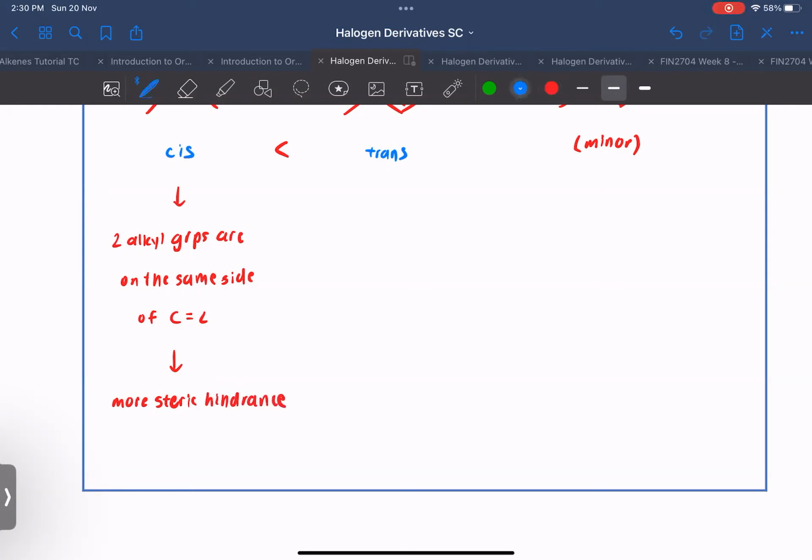Now, steric hindrance is a bad thing. What is steric hindrance? Steric just means space. What's hindrance? I'm sure you all know what hindrance is. It's like an obstruction. That means the less space, the more steric hindrance that something has. It means it's more crowded. And that is not a good thing, because more steric hindrance will make the compound less stable. And if it's less stable, it is less likely to form.